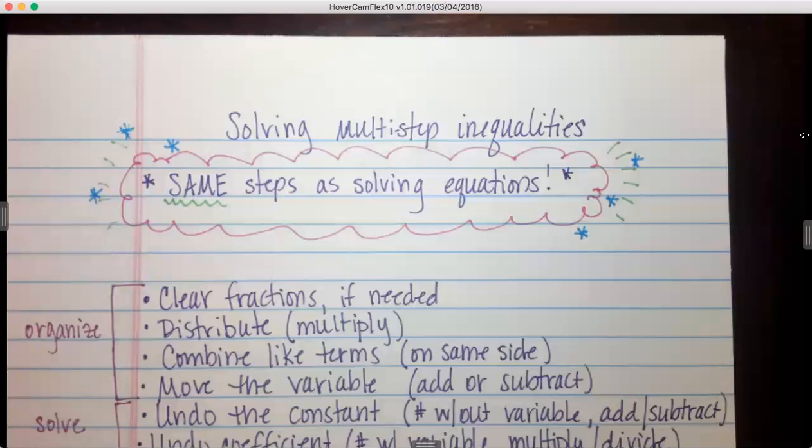Hi, we're going to solve multi-step inequalities today. These are the same steps as solving equations. So if you know how to solve an equation, you can solve an inequality. There are just a couple differences at the very end, but everything else is the same.